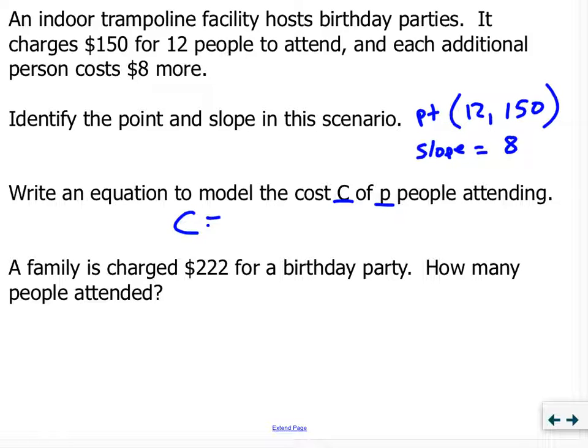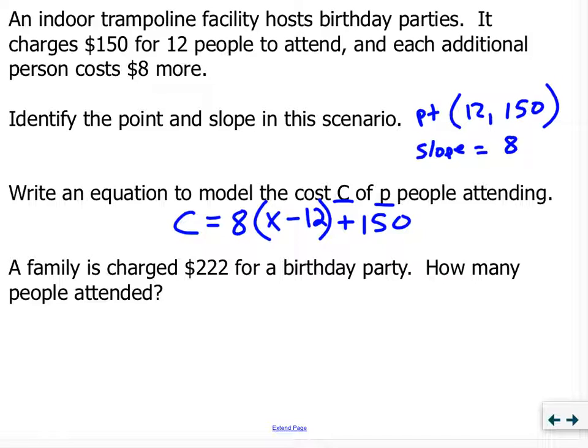So the cost is equal to, let's take our slope, multiply it by X, subtract the value of H, and then we have a positive 150 that goes on the end. So this equation can tell us if we want more than 12 people attending, how much it's going to cost.